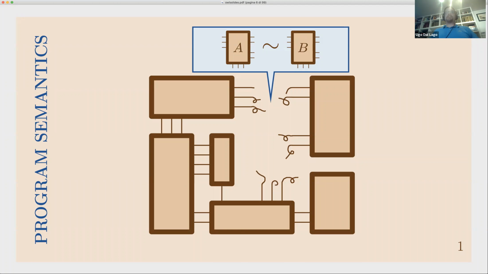So program semantics is a way to tell you how and when A and B can be said equivalent in such a way that you can replace one with the other. And before delving into the details about differential program semantics and metric semantics, let me give you a quick overview of some of the results the research community has obtained in the past about various forms of program semantics.